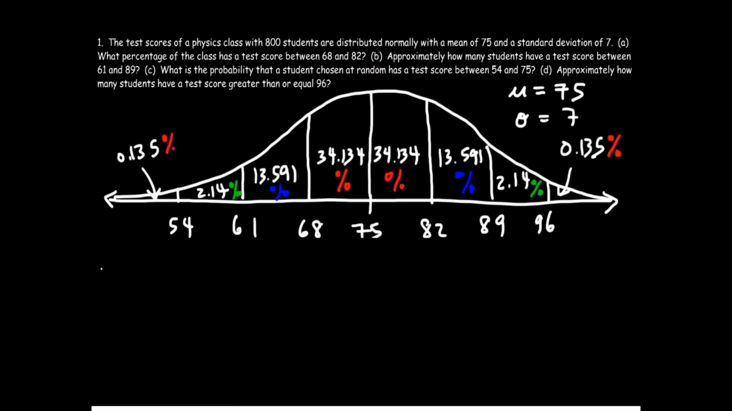Now, what's the probability that a student chosen at random has a test score between 54 and 75? What's the probability in percent that a student chosen at random has a test score between 54, so 2.14%, 13.59%, 34, times 800 gives me that number, right? And then how many students have a test score greater than 96?